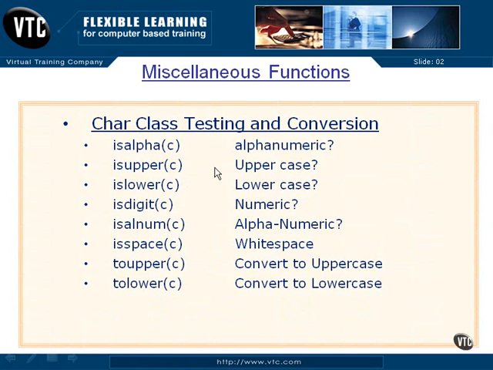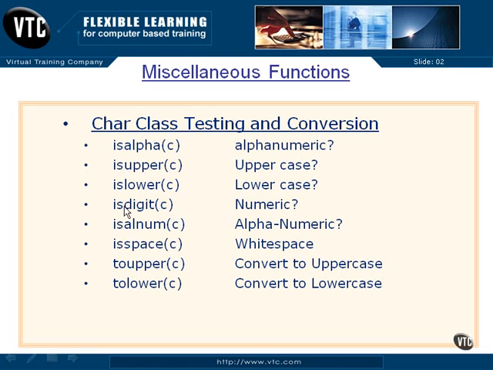Here's some character class testing and conversion. We've already used one of these, tolower, in our lower program earlier where we converted to lowercase. But these are all tests, and they return 0 for false or a positive value for true. True and false, just like we had before, non-zero and 0 for false. So we can test, these are all characters. We can test a single character to see if it is alphabetic by calling isalpha. We can test to see if it's an uppercase character by isupper, which will return true if it is and 0 if it is not.